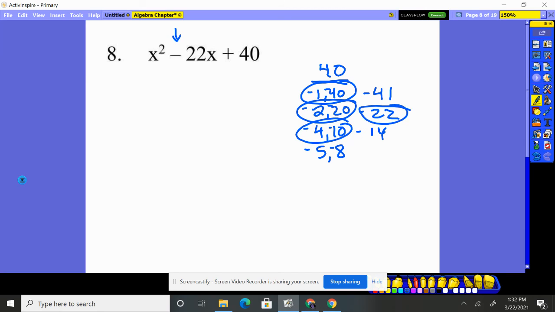Oh, stop, because you already have your answer right there. So it's an x minus 2 times an x minus 20. That's what that trinomial factors down into, the product of those two binomials.